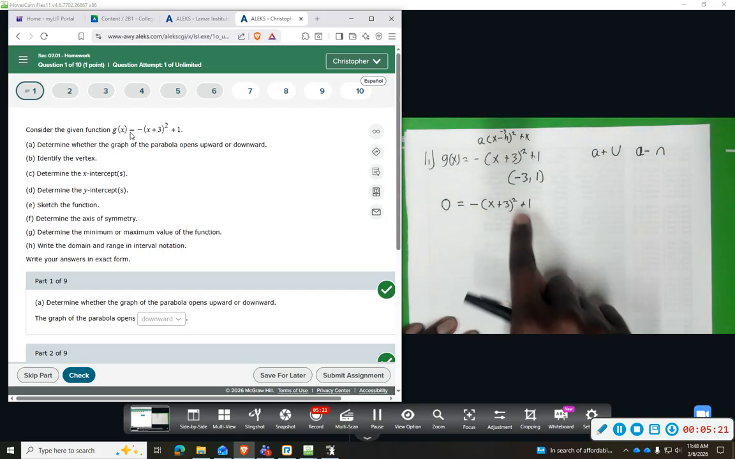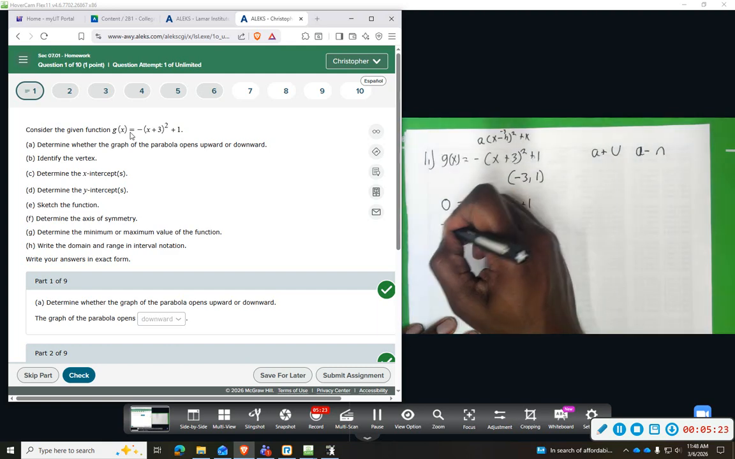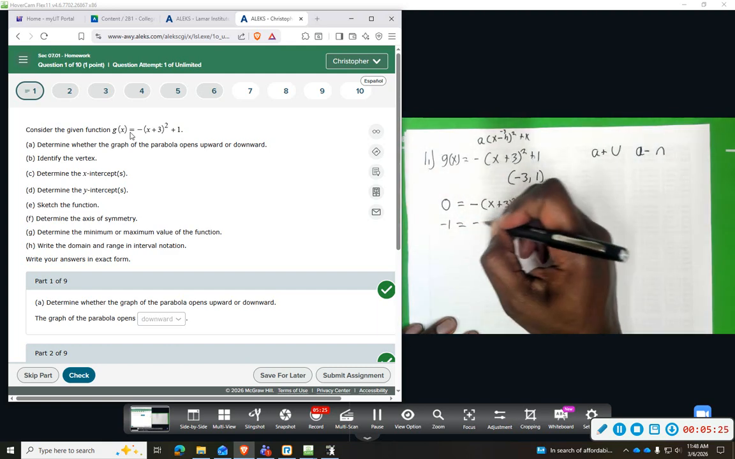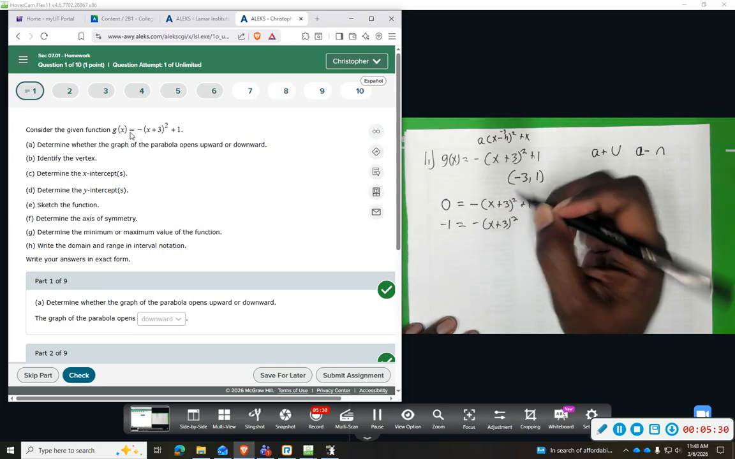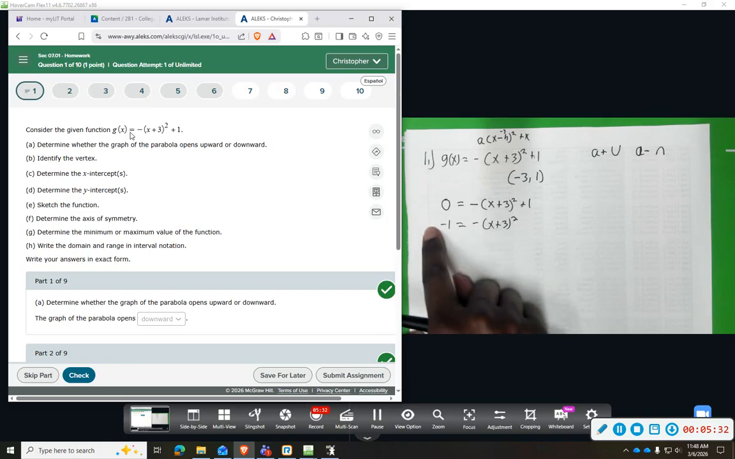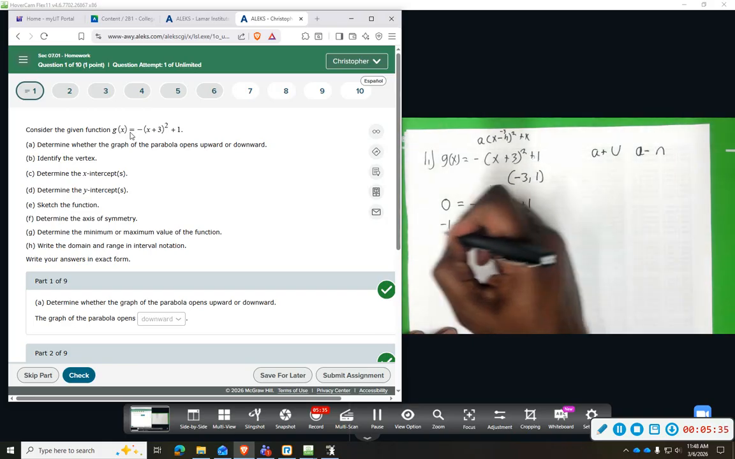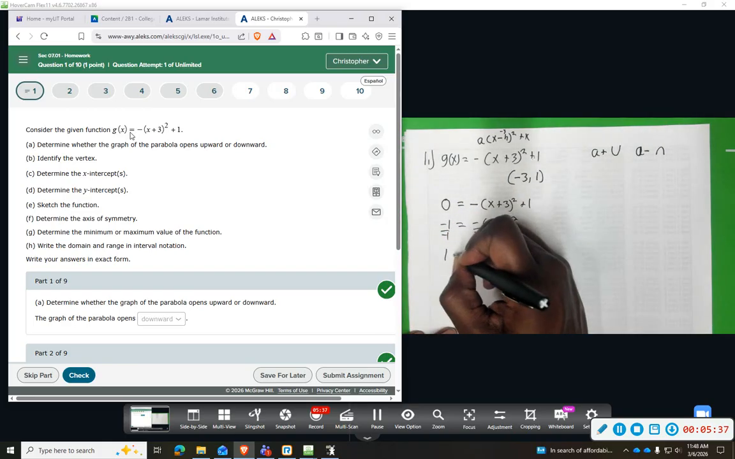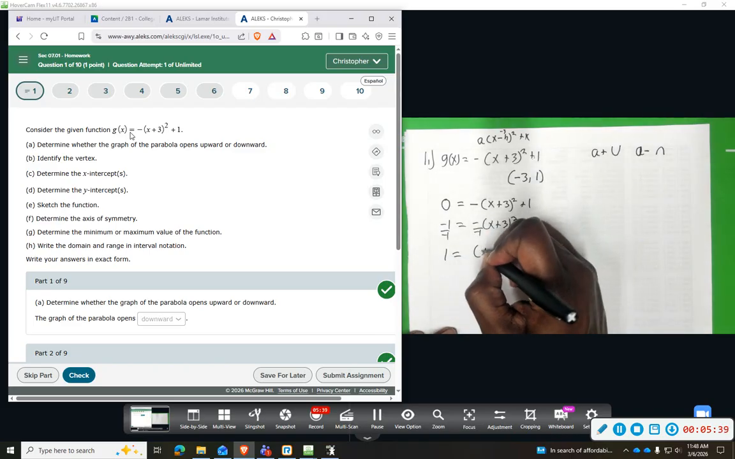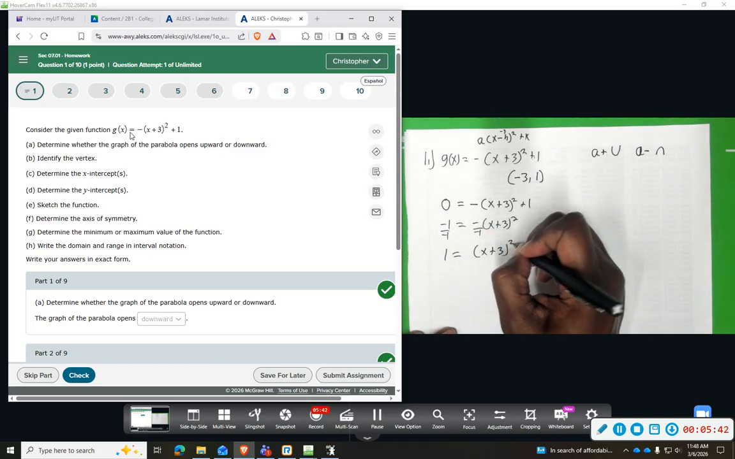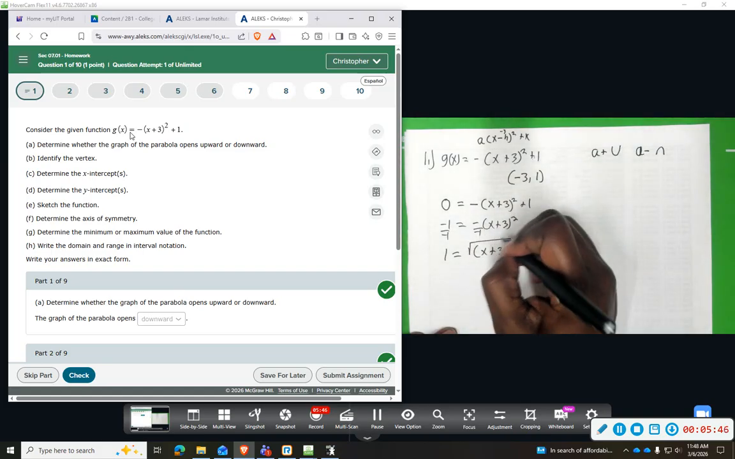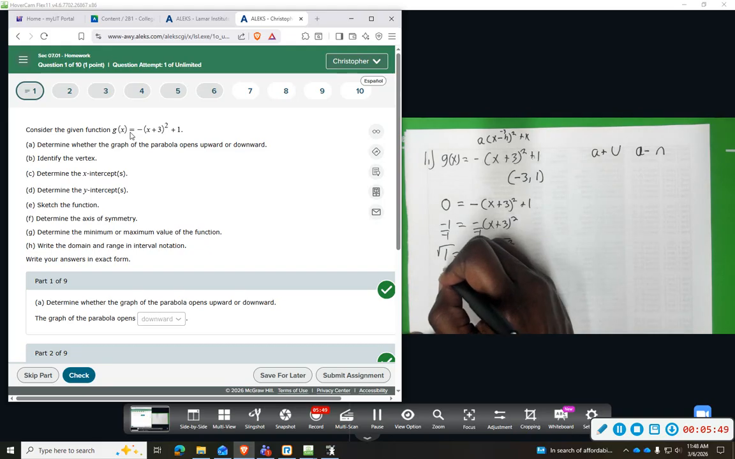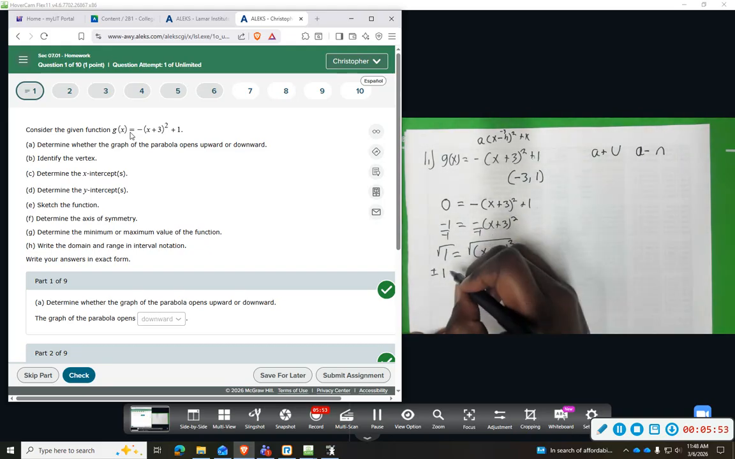If I go to solve this, if I subtract 1, and then I can divide by -1 to get rid of the negative. That gives me 1 equals this expression. We take the square root to get rid of the square. Square root of 1 is 1. You should be considering plus or minus 1 when you do a square root of a number.